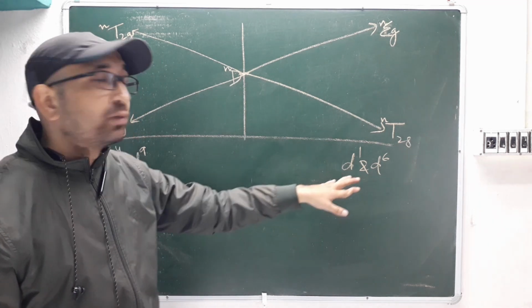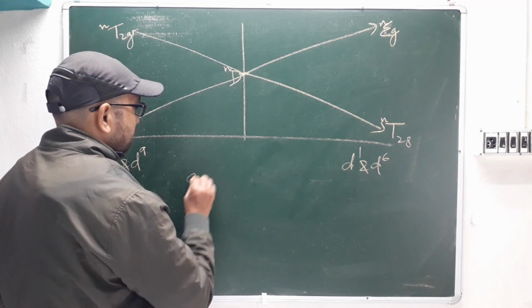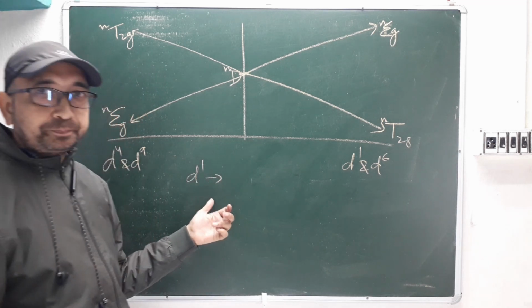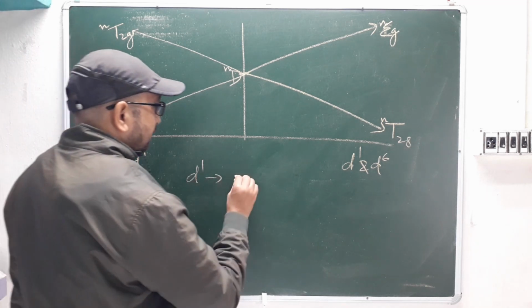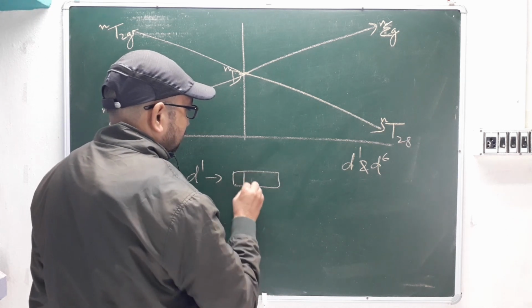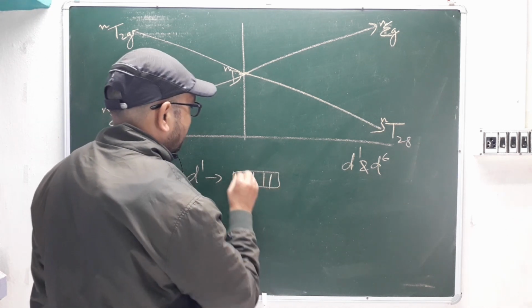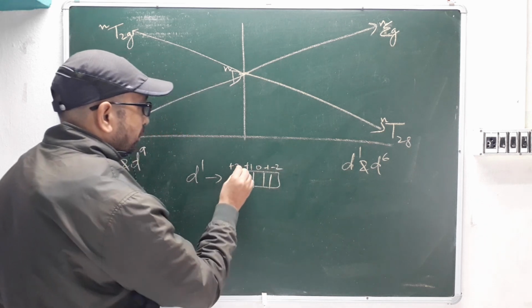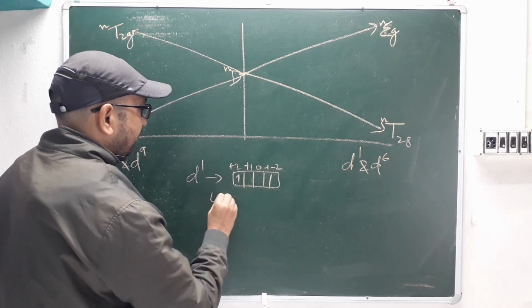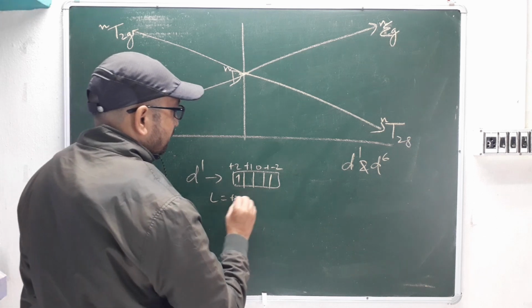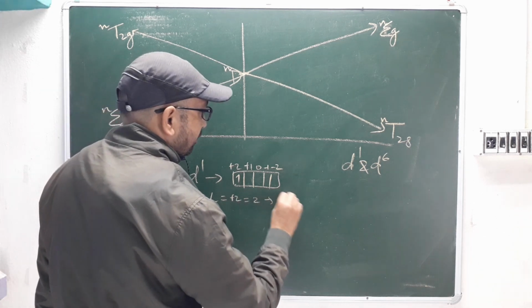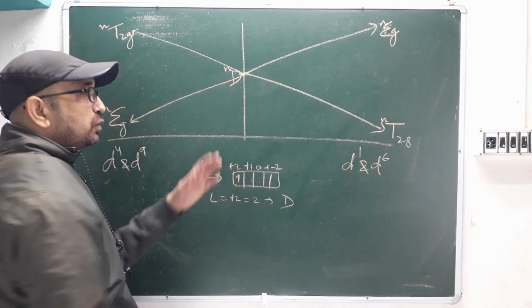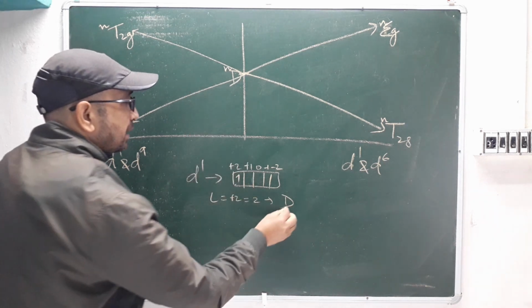Suppose for d1, we are calculating, what will be the ground term? Plus 2, plus 1, 0, minus 1, minus 2. At plus 2, one electron is filled, so the L value is plus 2. 2 means the term is D. So the D term we got. We are discussing only the D term here.